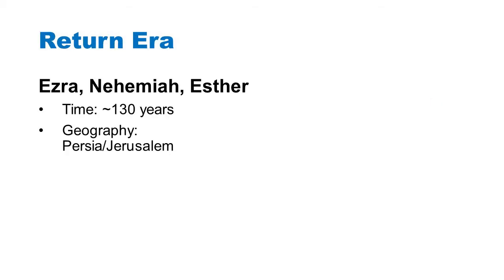So they're in captivity for 70 years, and then that brings us to the last era, and that is the return era. When the Medo-Persian kingdom conquers Babylon, King Cyrus issues a decree allowing any Jews that want to return back to Jerusalem and to rebuild the city and to rebuild the temple. And so there were 3 waves of deportation into captivity, and there are 3 waves that we're told about of return back from Babylon and Persia back to Jerusalem.